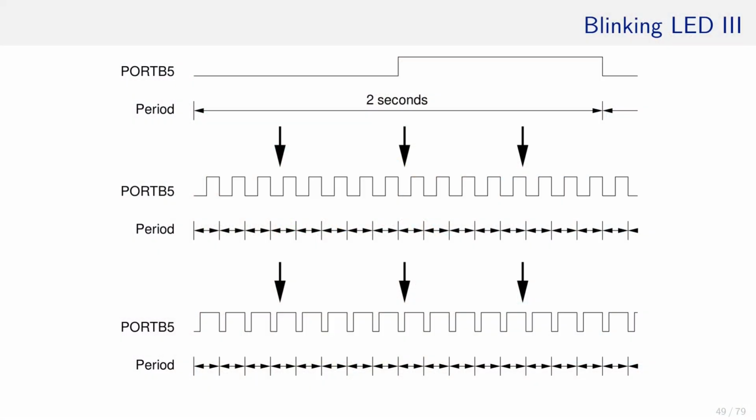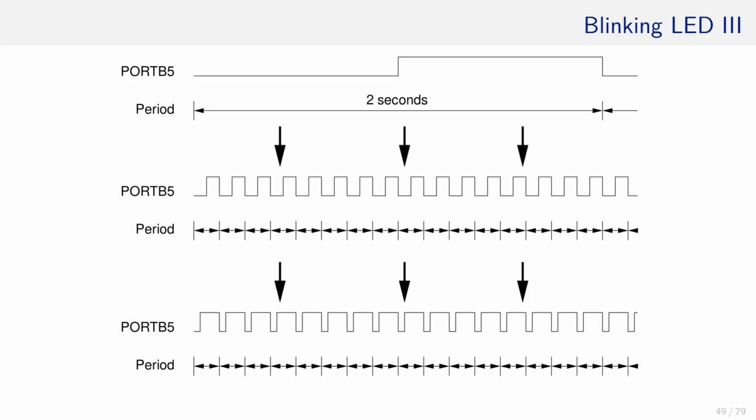To make the LED a tad brighter, I could increase the on time a little bit and reduce the off time by the same amount, keeping the period constant. The ratio between the on time and the entire period length is called duty cycle. It is usually given in percent.